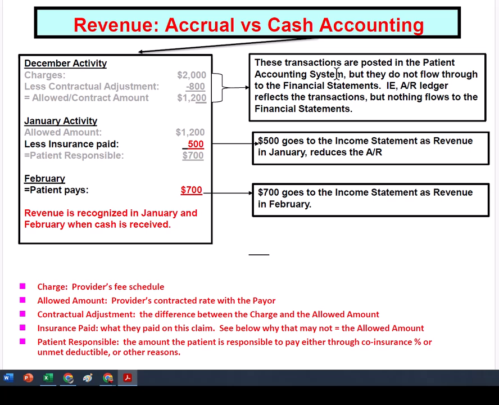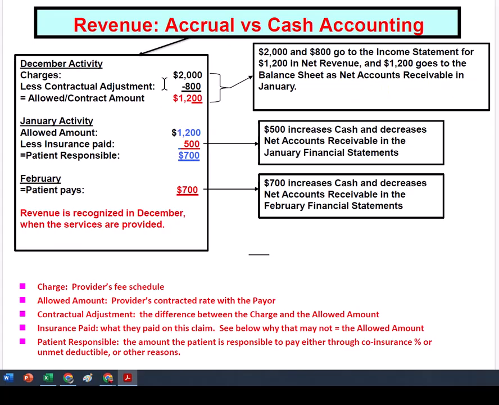February, the patient pays the $700 that they owe. We record the revenue in February, cash basis. An accrual basis, which is going to be any institution, our surgery centers are accrual basis. On the physician side, we were cash basis.